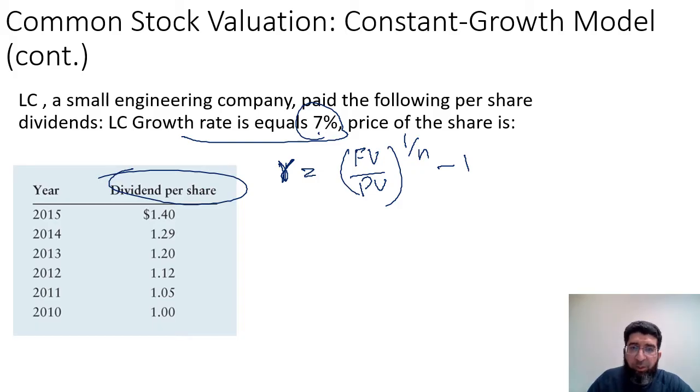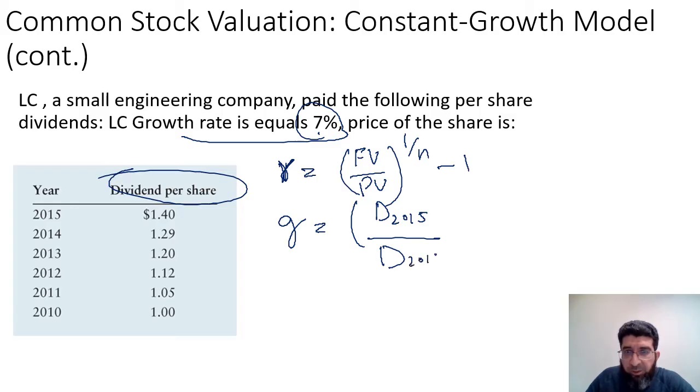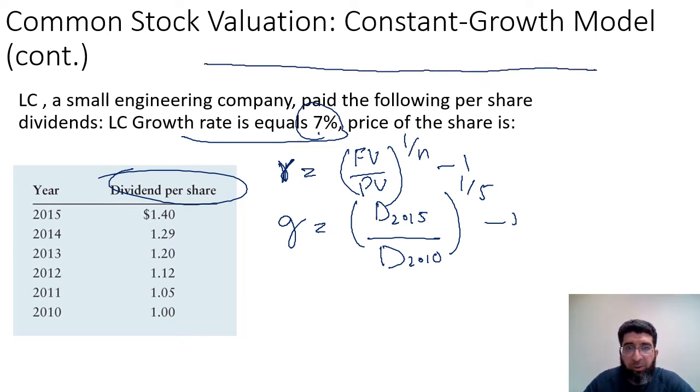You can use the same formula here, except that we can change the nomenclature. Instead of R, we can use the growth rate among the stocks, and it's the dividend for 2015 divided by dividend 2010, to the power 1 over 5, minus 1. 5 because if you draw the line, you can see that it starts from 2010, 11, 12, 13, 14, and then 15.